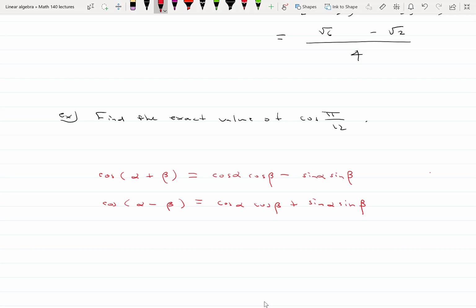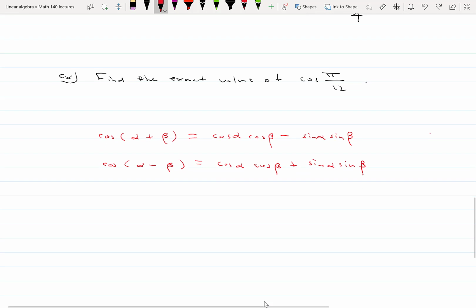The alpha and beta pattern stays the same. It's cosine alpha, cosine beta, sine alpha, sine beta, and the signs between the cosine and sine terms change from the left-hand side to the right-hand side, being opposite. So the left-hand side is cosine of alpha plus beta. It's going to be minus, separating the terms on the right-hand side.